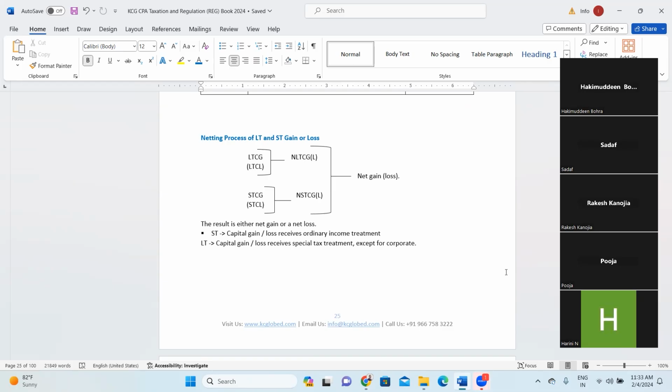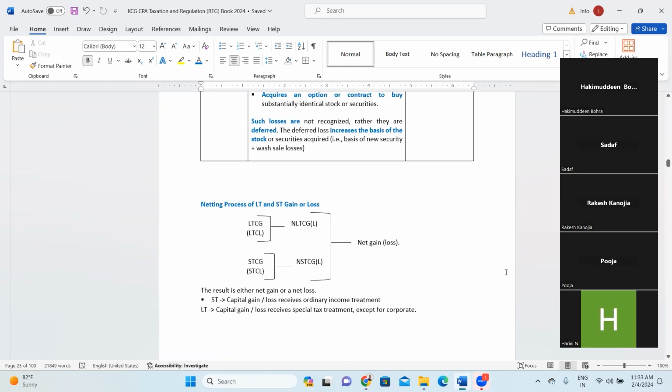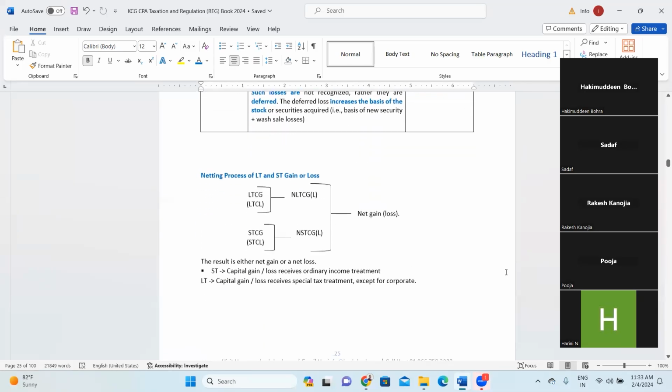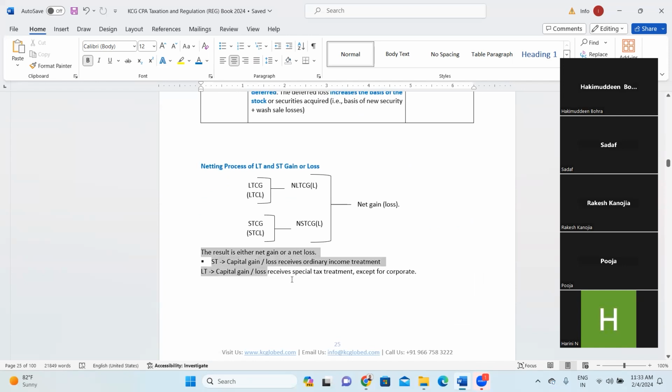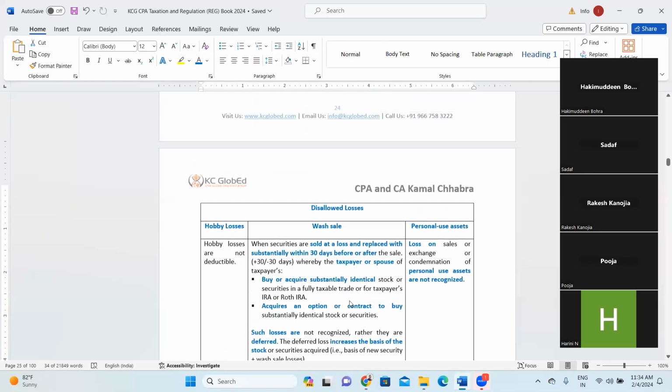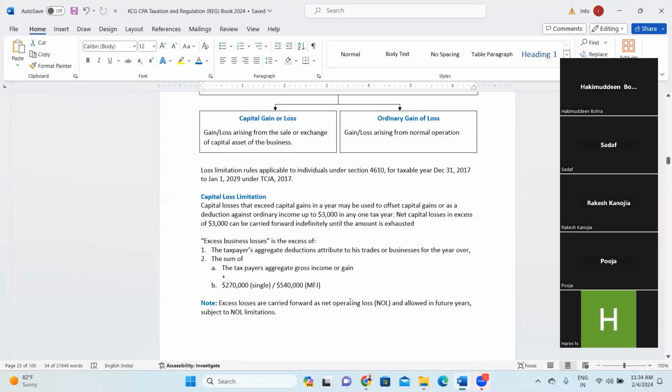Yes, sir. So this is how the netting of losses works in the United States of America, which is slightly different from what we are exposed to in India. In the last three lines, you can see the result is either a net gain or a net loss. If it is a short-term capital gain or loss, it gets ordinary income treatment. If it is a long-term capital gain or loss, it will be taxed at a lower rate compared to the normal tax rate. Now coming back to this point, capital loss limitation.